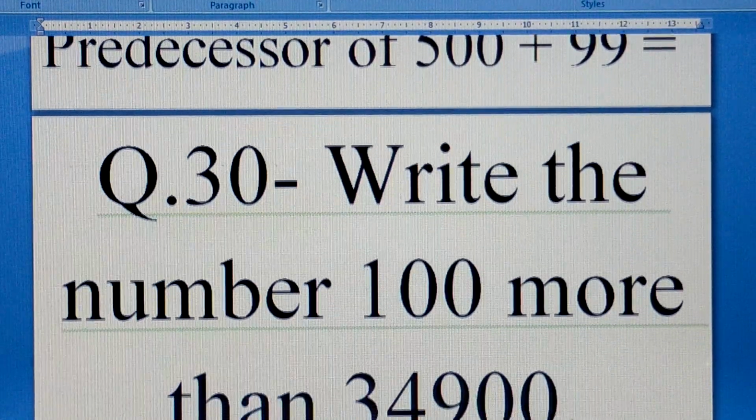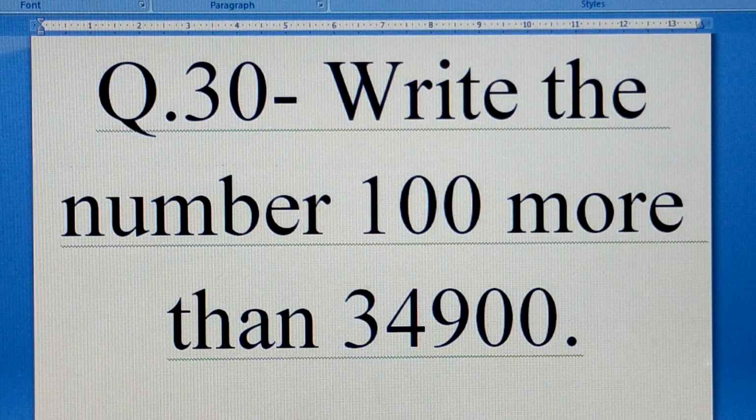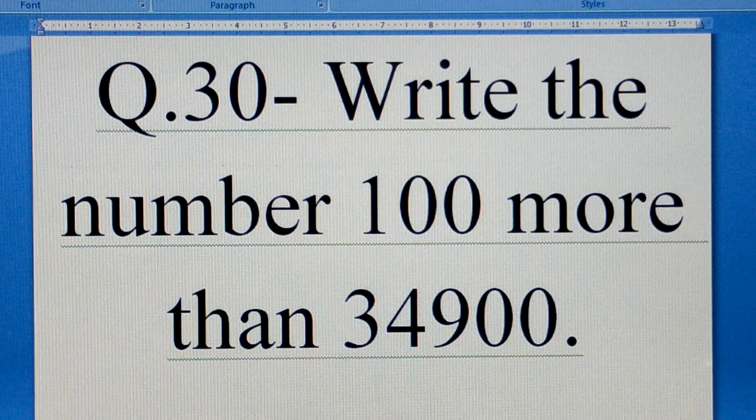Question number 30. Write the number 100 more than 34900. You have to solve it yourself. Come on, use your brain.